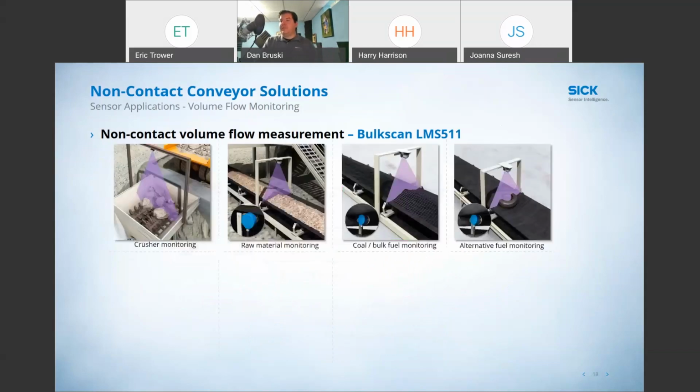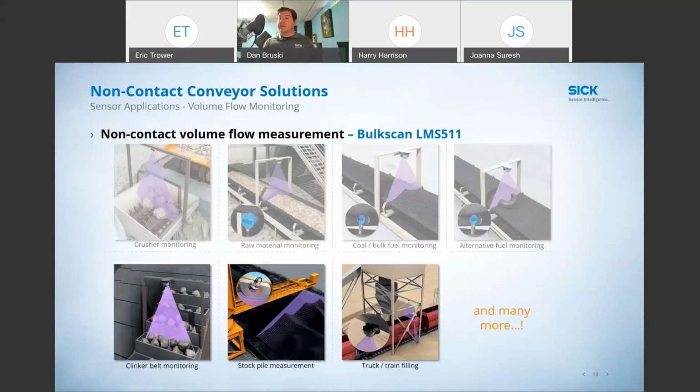Due to this unique measurement principle, bulk scan can be used in many different applications, not only for belt conveyors, but also to check and monitor the fill level of crushers, for example. There's a possibility to measure the volume flow of all open conveyor types and to optimize their operation, no matter which kind of bulk material is being transported, whether it's raw material, cement, coal, or alternative fuels. In addition, bulk scan can be used on bucket, pan-shaped, apron, or drag chain conveyors.